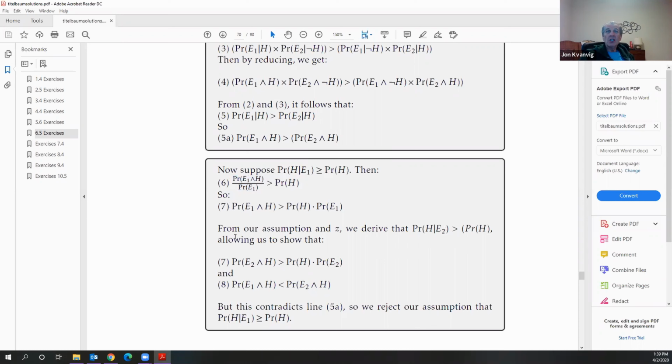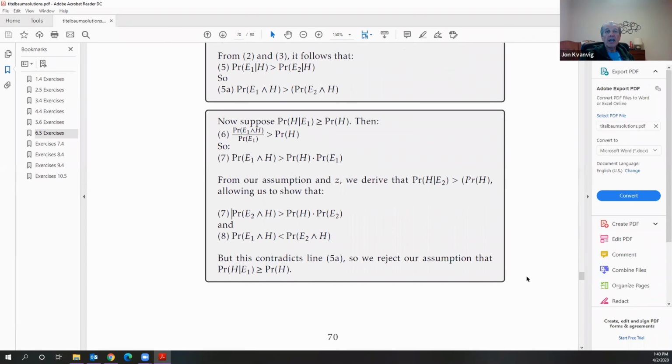allowing us to show that, oops, I have 7 here. This really ought to be 9. The probability of E2 and H is greater than the probability of H times the probability of E2. And the probability of E1 and H is less than the probability of E2 and H. But this contradicts 5a above. So we reject our assumption that the probability of H given E1 is greater than or equal to the probability of H.